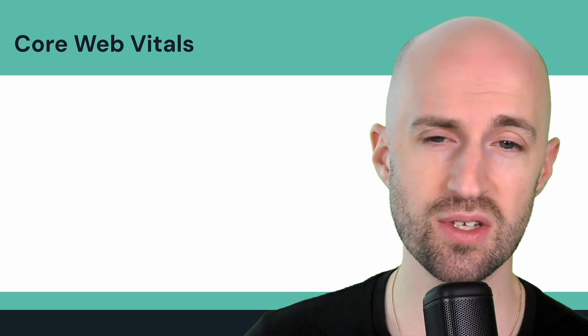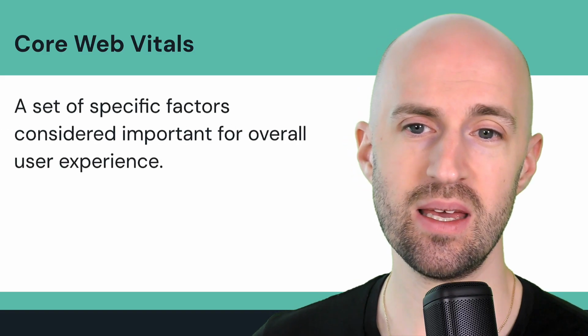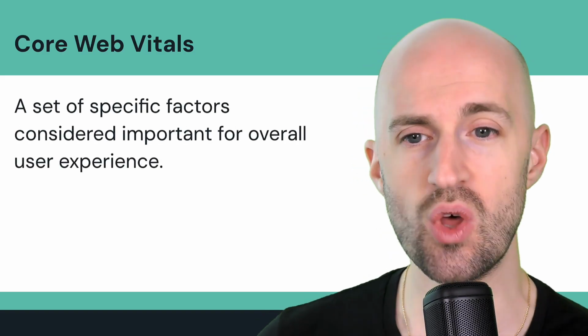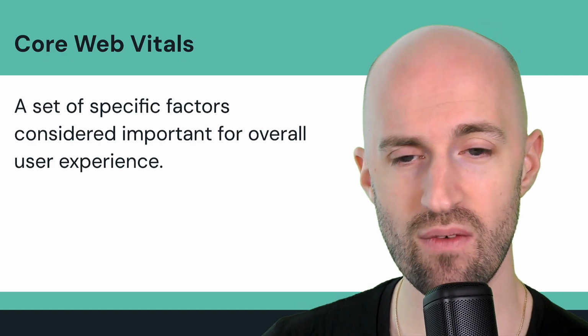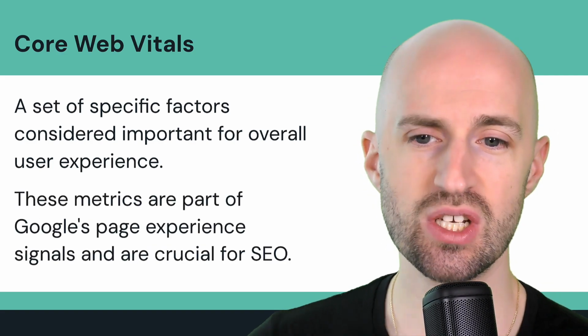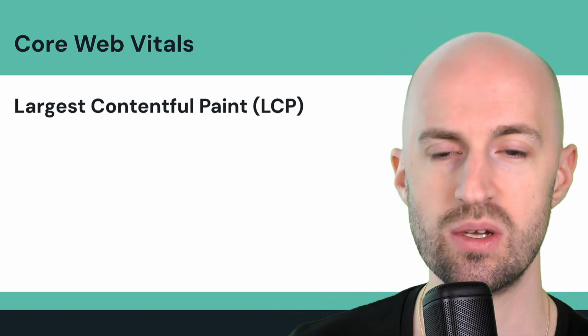So you've probably heard the term Core Web Vitals, or at least came across it somewhere, and you're wondering, what is it actually? Basically, it's a set of specific factors that are considered important for the overall user experience of a website. And these metrics are part of Google's page experience signals, and they are crucial for SEO. So let's dive into each piece.